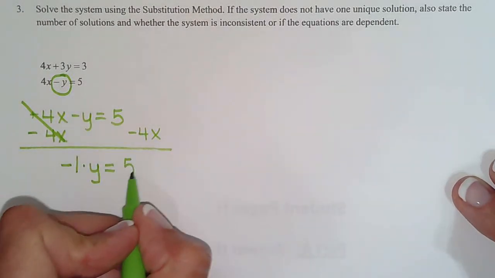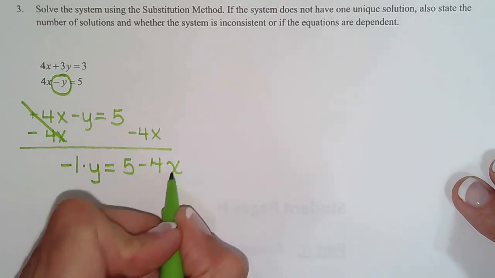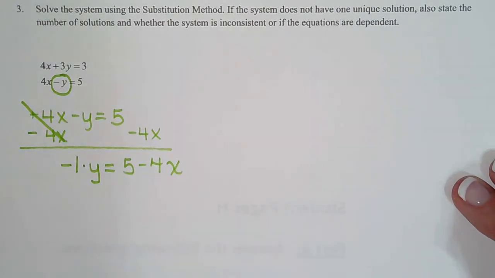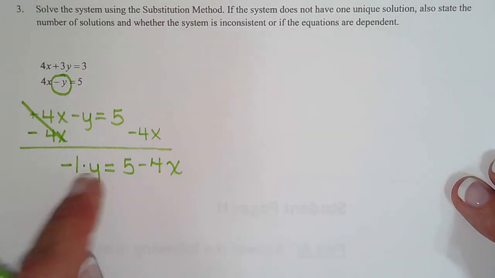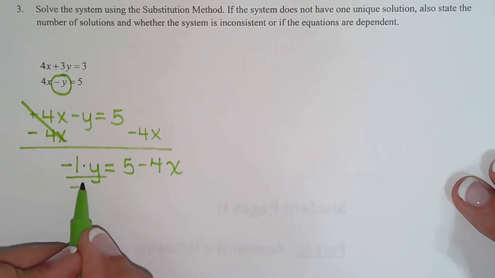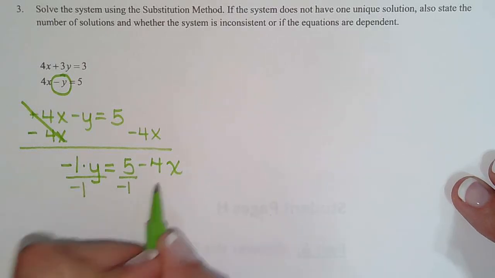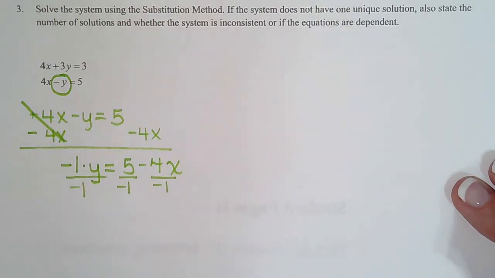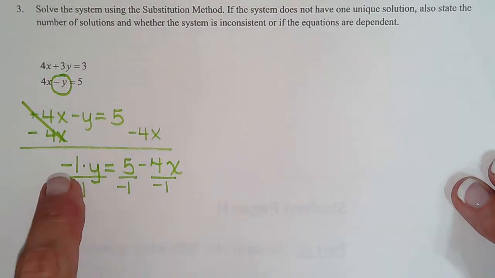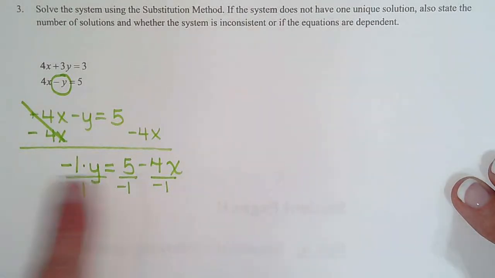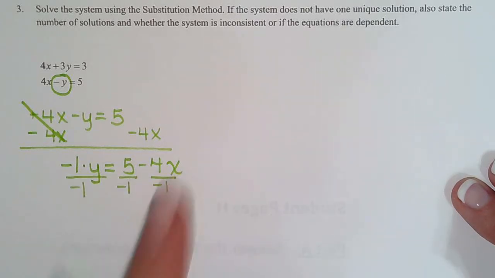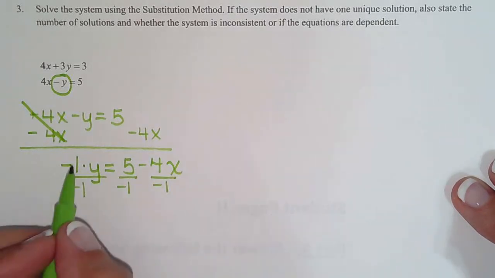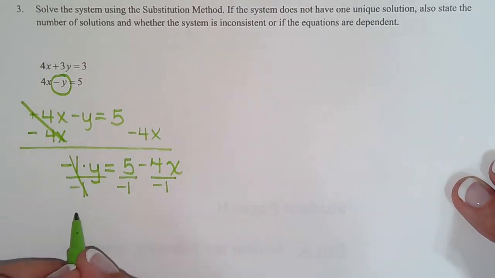On this side, I have 5 minus 4x. So a lot of students stop and box this, but y is not alone. I have a -1 in front of it, so I have to do the opposite to get it alone. So the opposite of times -1 is divide by -1. And remember, we learned in one of our first sections that whatever you do to one term, you have to do it to all the terms all the way across. You can't pick and choose. So every single term needs to be divided by -1. So this turns into positive 1y, or just y.